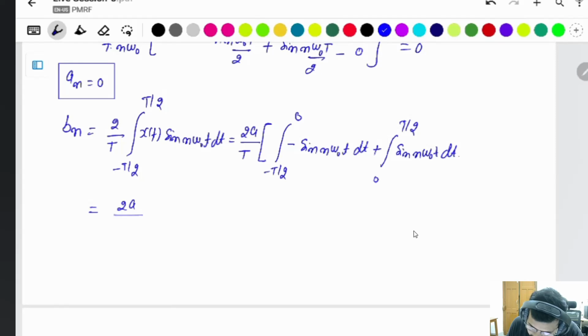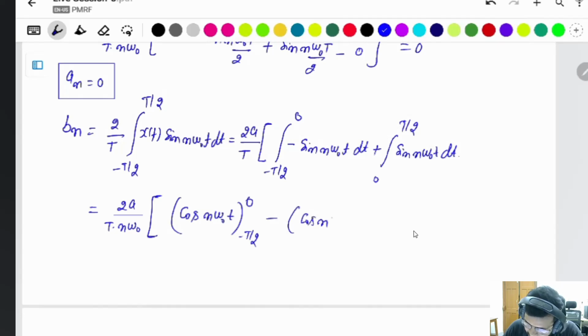Integration of sine n omega t is minus of cos n omega t divided by n omega, that's why you can take common n omega naught outside. Sine n omega t integrates to minus of cos, minus minus will be positive, and this will be a cos n omega naught t from minus t by 2 to 0, and this will be minus of cos n omega naught t from 0 to t by 2.